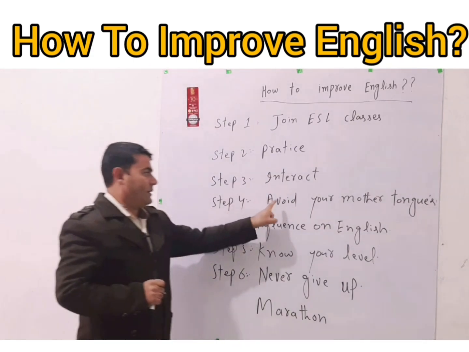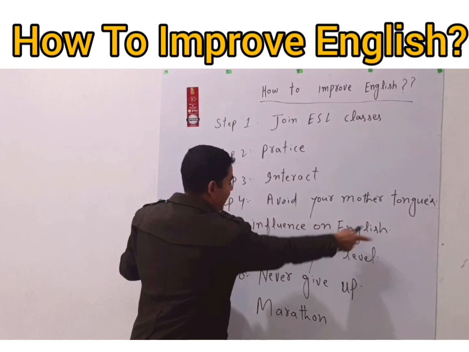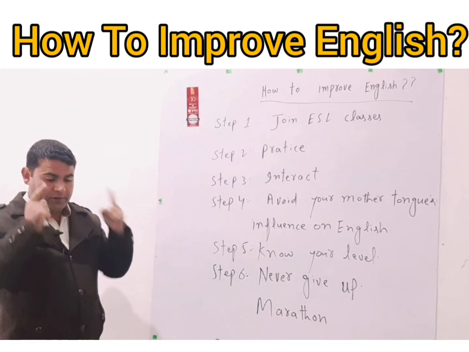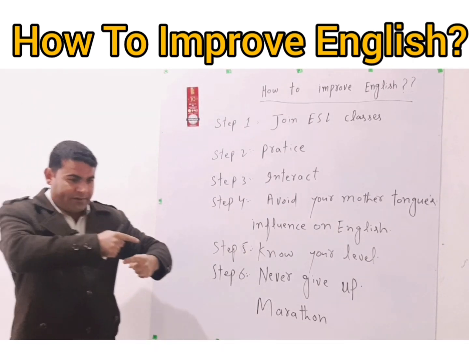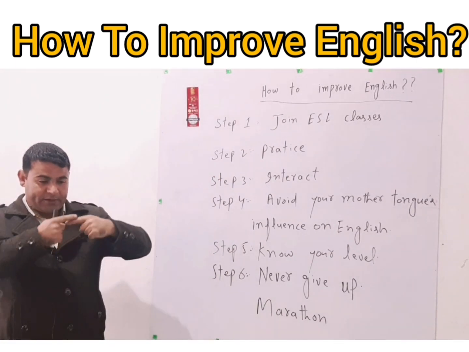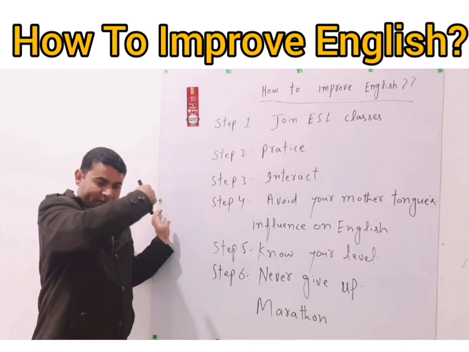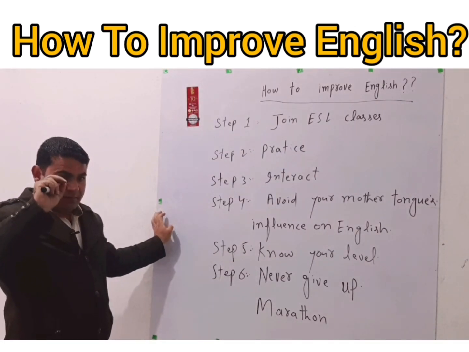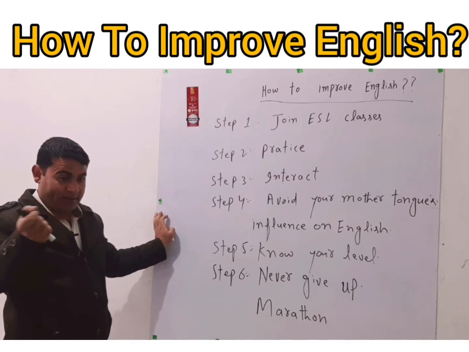Step four, it's a very important thing. Avoid your mother tongue's influence on English. It's a very important step. You know what? Most of the time, our English goes under the influence of our mother tongue. For example, if I'm a Pathan, my English goes under the influence of Pashto. If I'm an Indian, my English goes under the influence of Hindi. So it makes a negative impact, okay? It is not liked a lot.